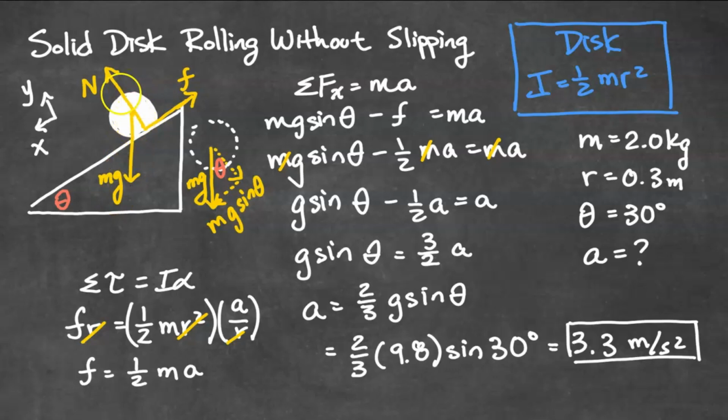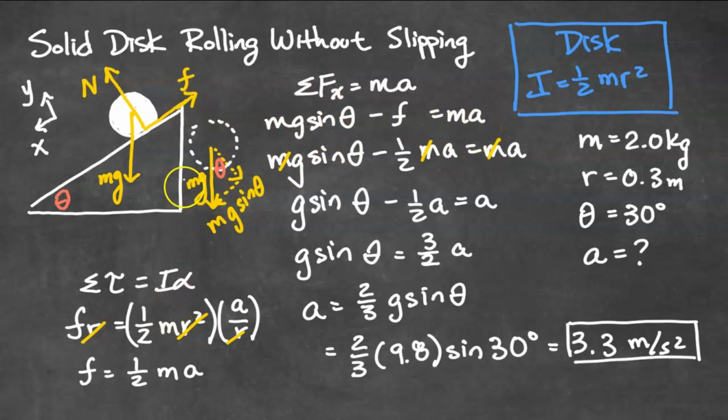I'm going to redraw this because I want to break up mg into its components to write down the force equation for going down the ramp. So mg is this way, and here's the y component, here's the x component. Because the x component is opposite theta, it's going to be mg sine theta. All right, so using Newton's second law along the x-axis, we have net force x equals ma. The forces in the positive x direction are mg sine theta minus F. The friction is equal to ma.